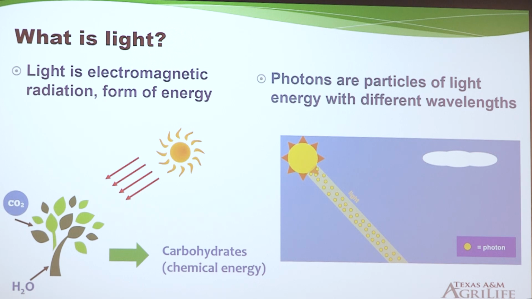So first things first, what is light? Well, light is electromagnetic radiation. In other words, light is a form of energy, and light consists of photons. Photons are particles, and for example, you see this beam, the sunlight beam contains a lot of photons, and plants use this light energy, converting it to chemical energy, using CO2 in the air and then water and nutrients from the root system, converting light energy to chemical energy, which is the carbohydrate.